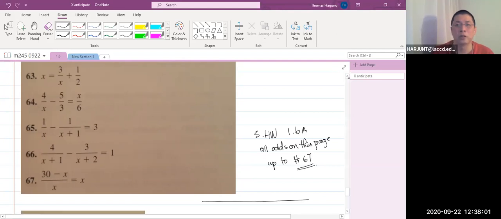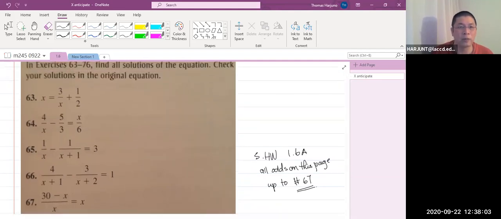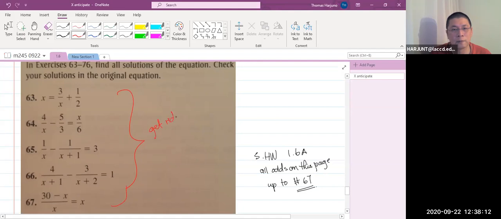Okay, the technique here, I believe I mentioned that last time with you: multiply by the LCD to get rid of the denominator by multiplying by the LCD.